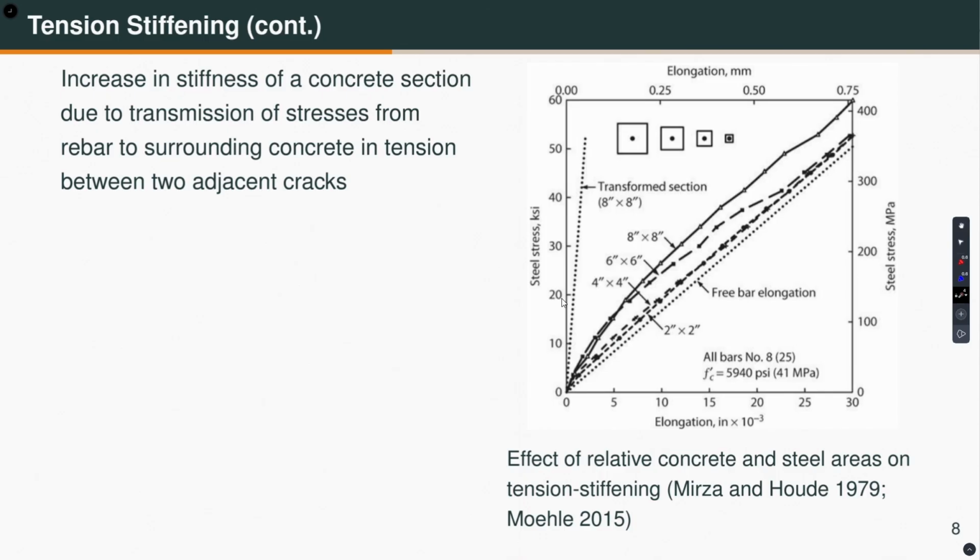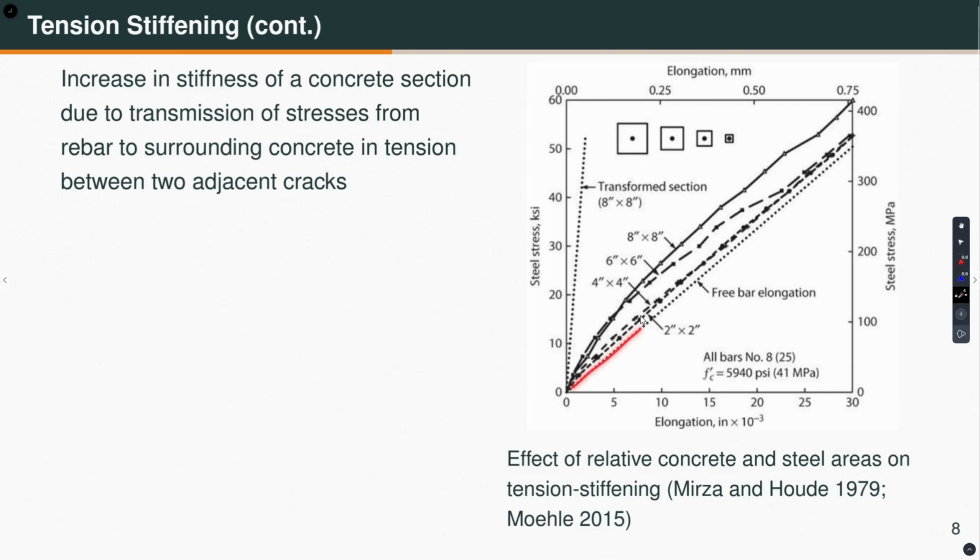So, in reality, if you talk about this largest section, which is 8 inch by 8 inch, the actual force deformation behavior is something like this. Whereas, if you take this bar alone and do the test, the stress in the bar with the deformation is something like that. So what is happening? Why is the stiffness increasing? You see, this is stiffer than that.